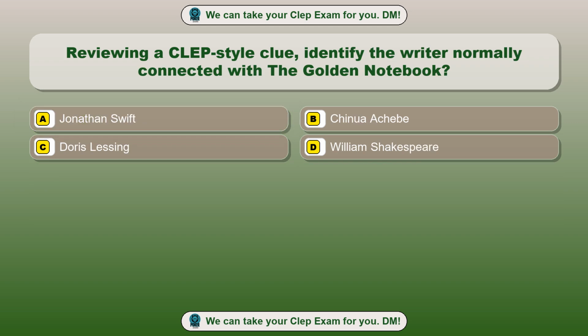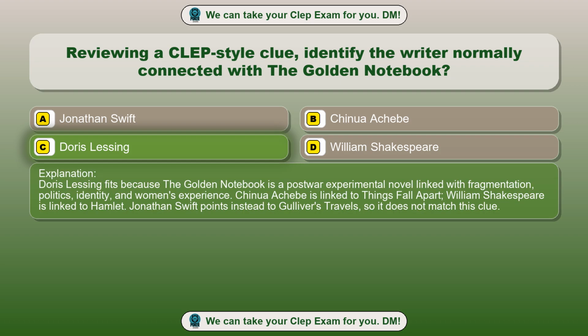Question 72. Reviewing a CLEP-style clue, identify the writer normally connected with The Golden Notebook. Option A, Jonathan Swift. Option B, Chinua Achebe. Option C, Doris Lessing. Option D, William Shakespeare. The correct answer is option C, Doris Lessing. Doris Lessing fits because The Golden Notebook is a post-war experimental novel linked with fragmentation, politics, identity, and women's experience.